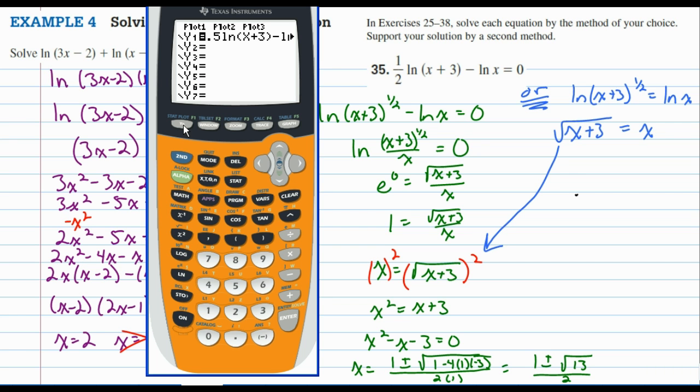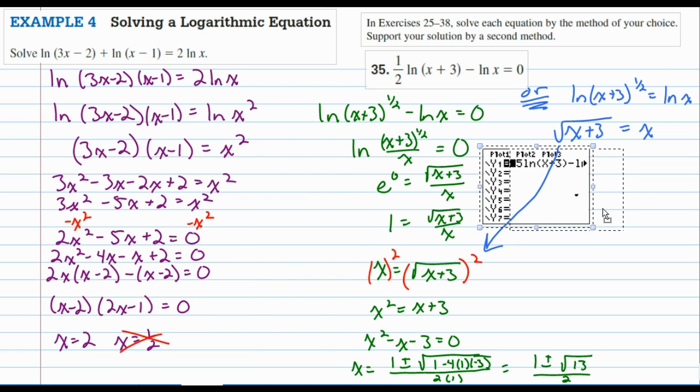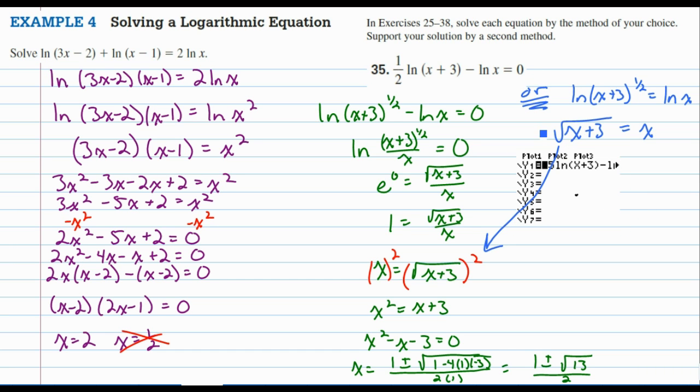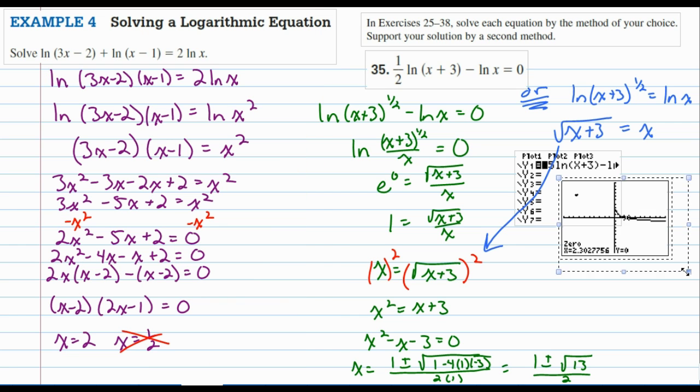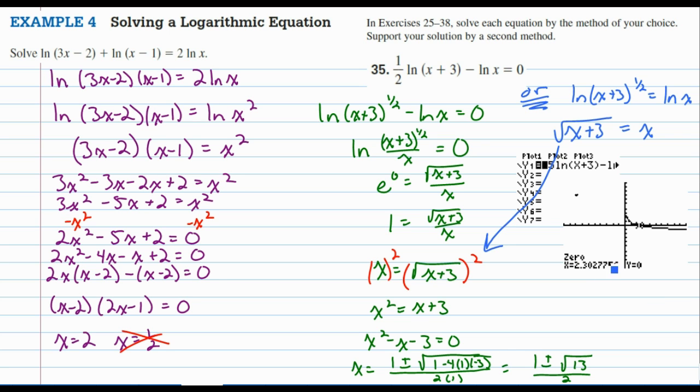So now I'm going to check this on my calculator by putting the left side of the original equation in y1 and the right side in y2. Now since the right side is 0, I don't need to put 0 into y2. I can actually just graph this and do second calc zero and find it. Now I only see 1 zero here, so I'm going to double check what 1 plus the square root of 13 over 2 is and 1 minus the square root of 13 over 2.